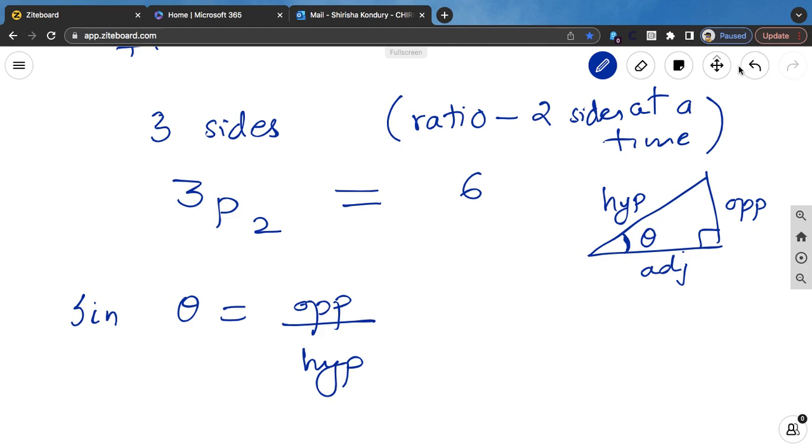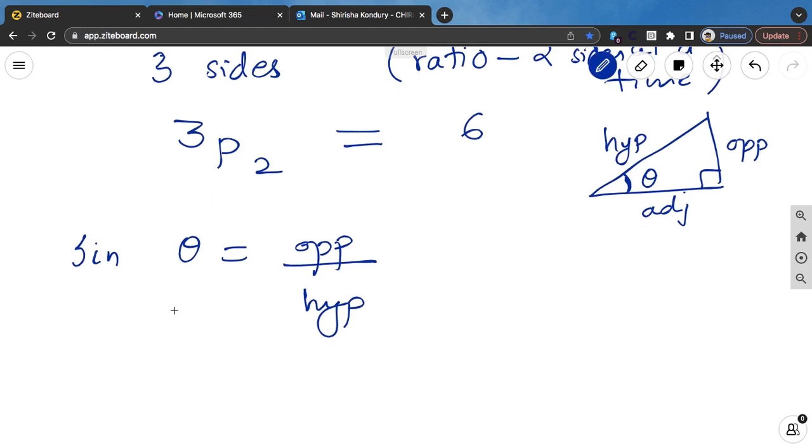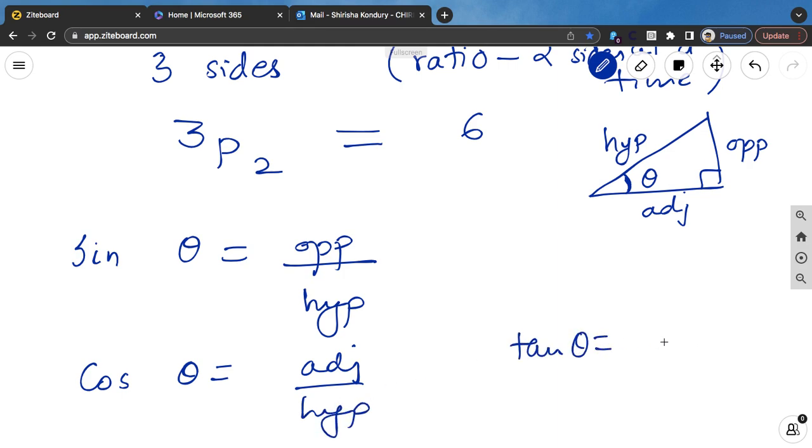So for this right triangle, sine theta, all these ratios are defined for a right angle triangle. Cos of theta is defined as adjacent side upon hypotenuse, and tan of theta is defined as opposite upon adjacent.